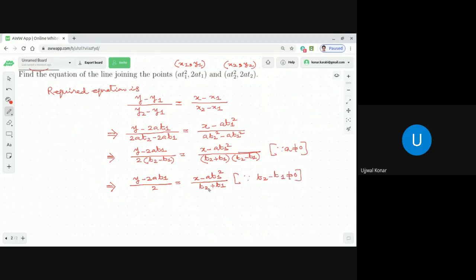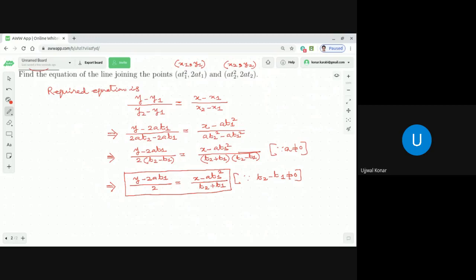And then you can simplify further, and you can give it a more proper shape. But I'm not spending time on discussing how to simplify this one. That you can do. But this is the equation of the required straight line.